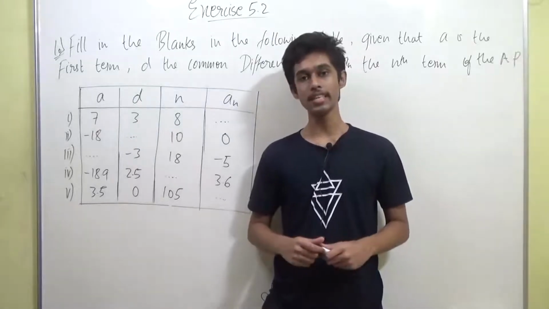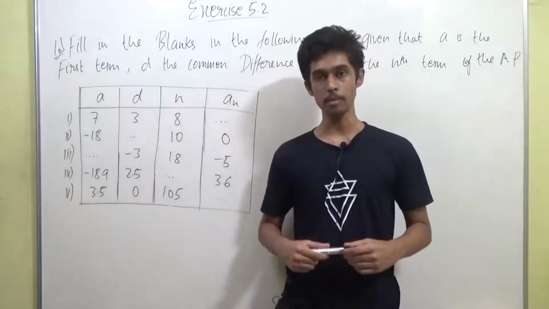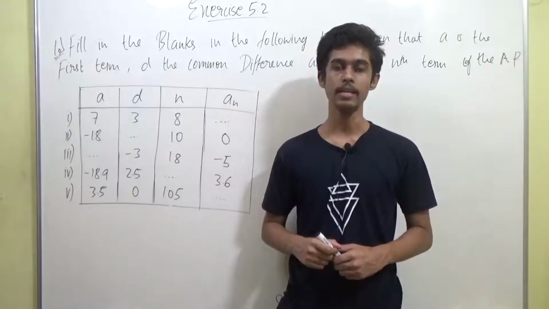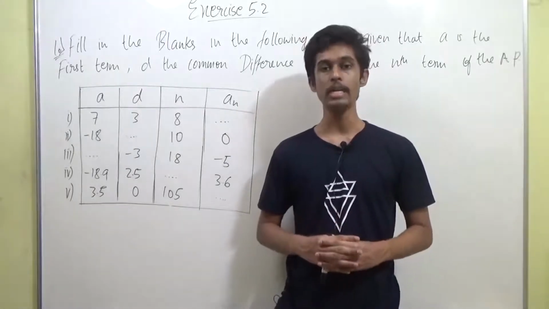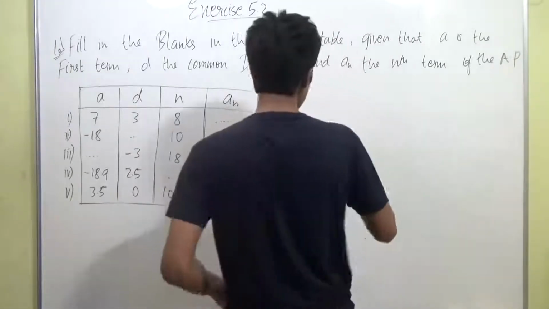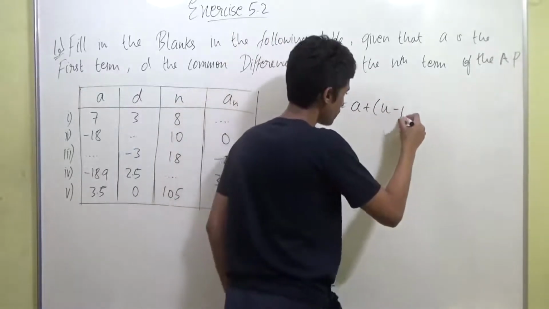Right, in the last lecture, that is in lecture number 3, we saw what the nth term of an AP means and how to find the nth term of any given AP. We saw that the nth term of an AP can be found using the formula a_n equal to a plus (n minus 1) into d. Remember this formula guys, this is the most important formula under this topic.